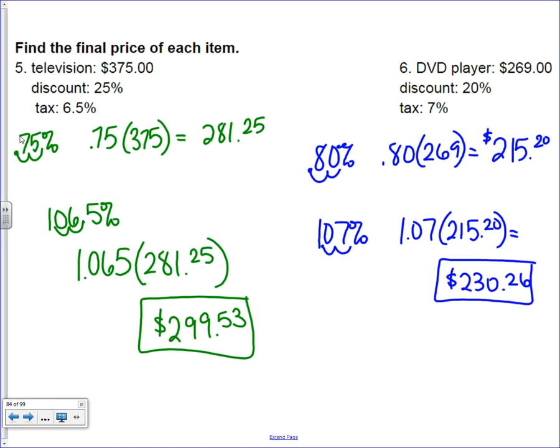Let's go ahead and do some percent of change. So go ahead and read number 7 to yourself. We're talking about stocks. The price per share of a stock decreased from $90 per share to $36 per share. By what percent did the price of the stock decrease? So remember the formula I showed you. We're going to do the change over the original. The first thing I need to know is how much did the price change? So if I subtract those 2 numbers, I get it changed by $54.